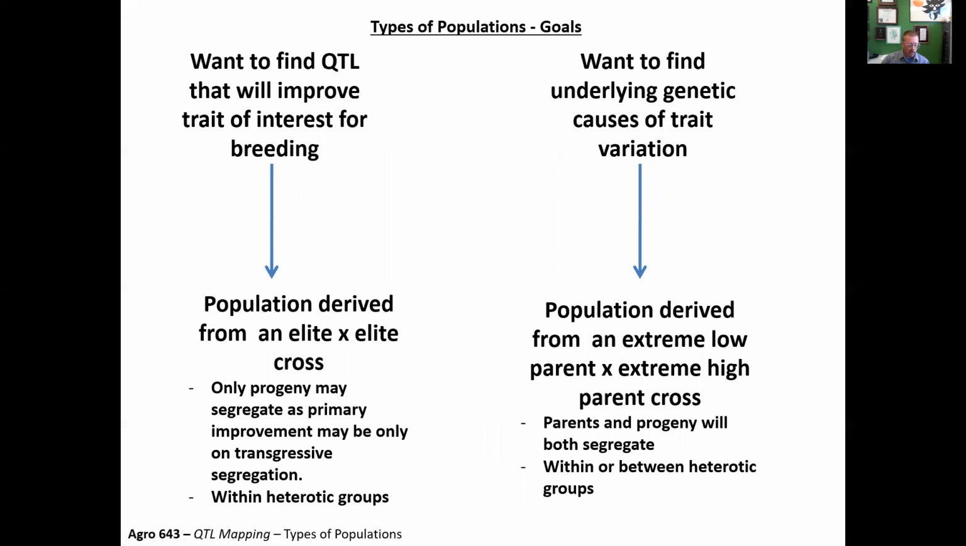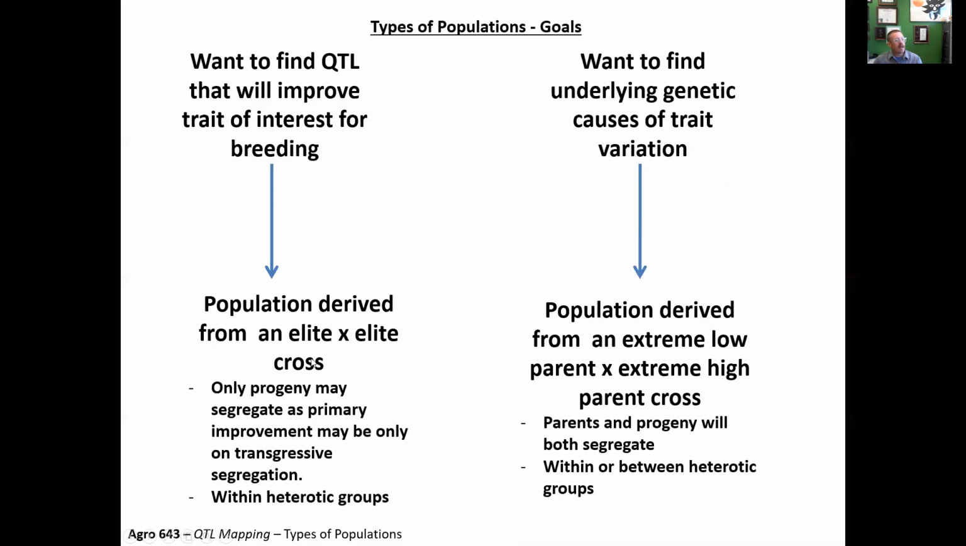I want to go between a high-level overview and then some specifics, but not too specific, so that we can understand what we're trying to do. When we think about the type of populations we're going to use, there are 2 common goals. The first goal, which I think most people claim they want, is to find a QTL that will improve their trait of interest for breeding. If that's your goal, then you actually need to do the study on an elite by elite cross. That is the best line you can find by the best line you can find.